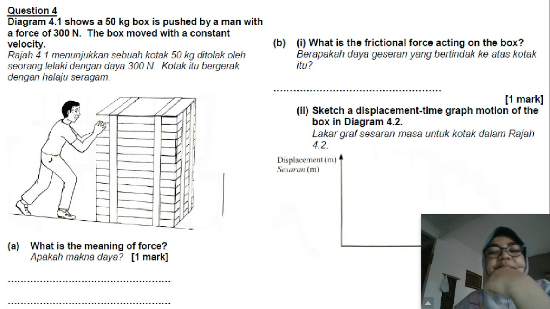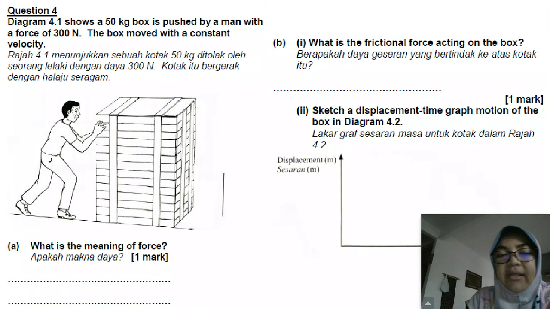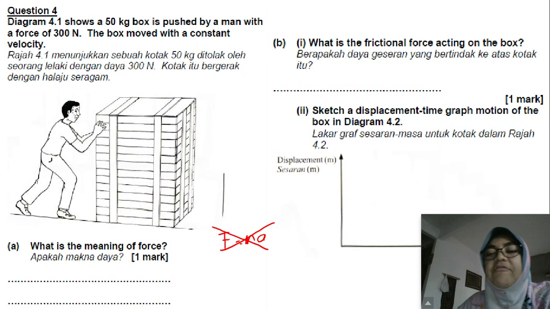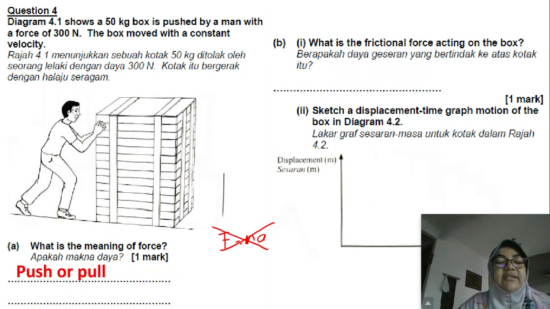Okay, so let's look at question 4. Diagram 4.1 shows a 50 kg box pushed by a man with a force of 300 Newton. The box moves with constant velocity. Okay, number 1, what is the meaning of force? So once again, don't use F equals ma to define force. Don't. F equals ma is not the definition of force. Okay, so force is defined as pushing or pulling.